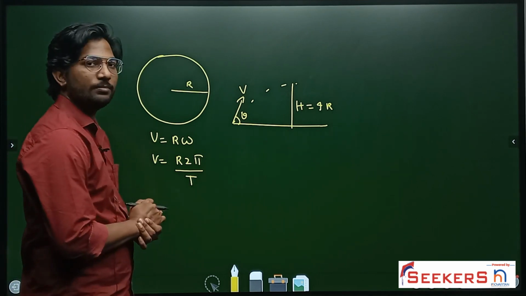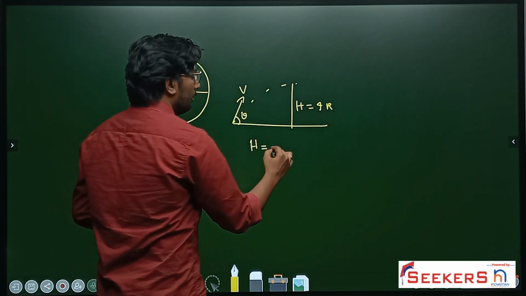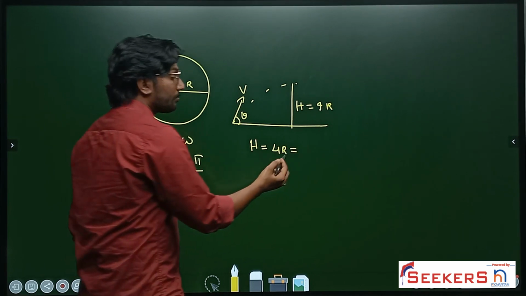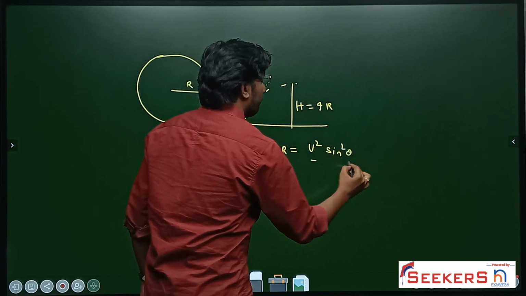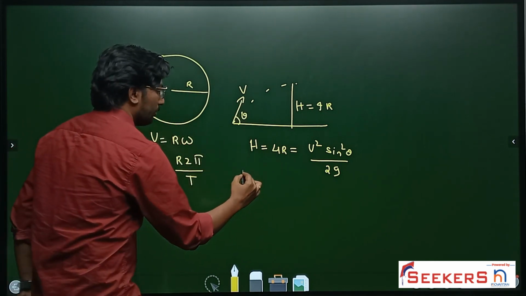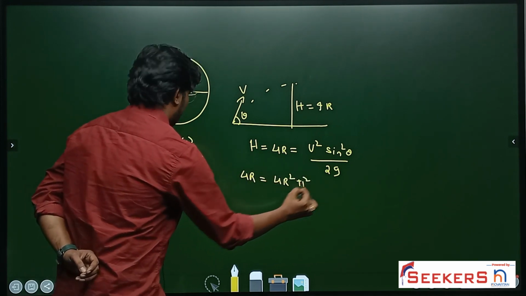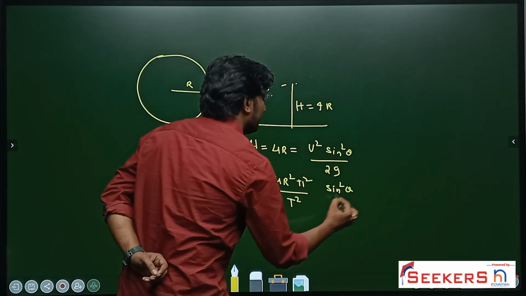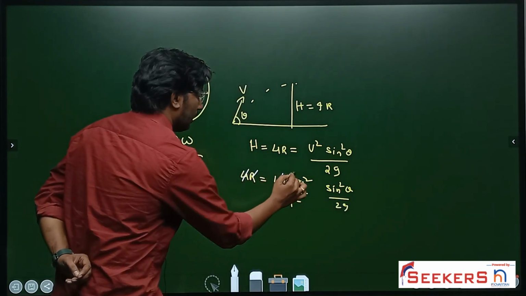So how will we get this equation? We just need to substitute in the maximum height. I just told you what the maximum height value is. They gave it as 4r. That means this shall be equal to the maximum height equation, v square sin square theta by 2g. Now the v value is this much. Just substitute over here. 4r equals 4 pi square r square by t square multiplied by sin square theta by 2g. Cancel all the relevant terms, 4 and 4, r and r for once.